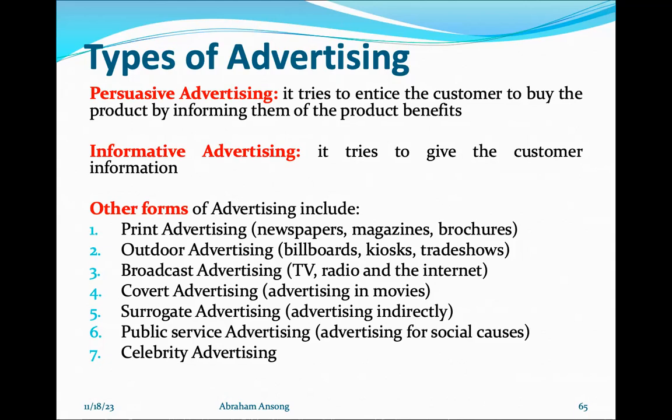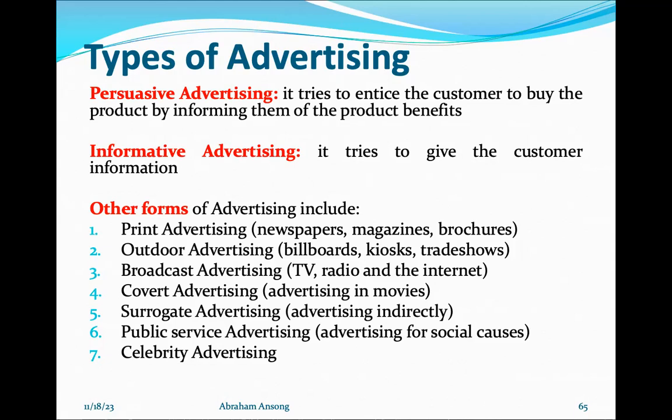It can also be a form of advertisement. Okay. Then we could have other forms of advertising, such as print advertising. You can see adverts in newspapers, in magazines, in brochures. You can have outdoor advertising: the billboards, the kiosks, the trade shows are examples of that. We can have broadcast advertising: TV, radio, and the internet. We can have covert advertising, that is advertising in movies, all right? So whilst watching a movie, sometimes you see some advert running in the movies. It's known as covert advertising.